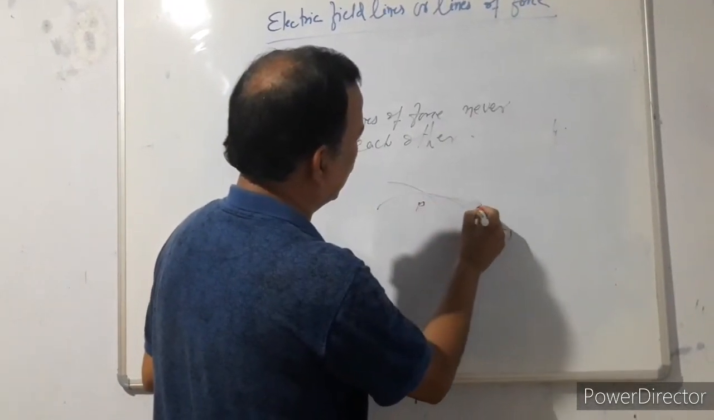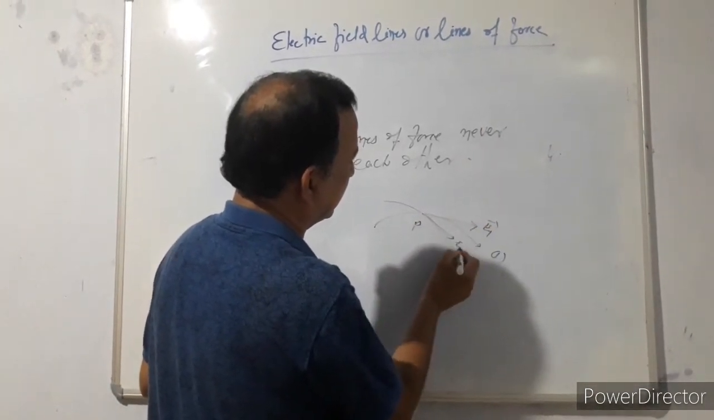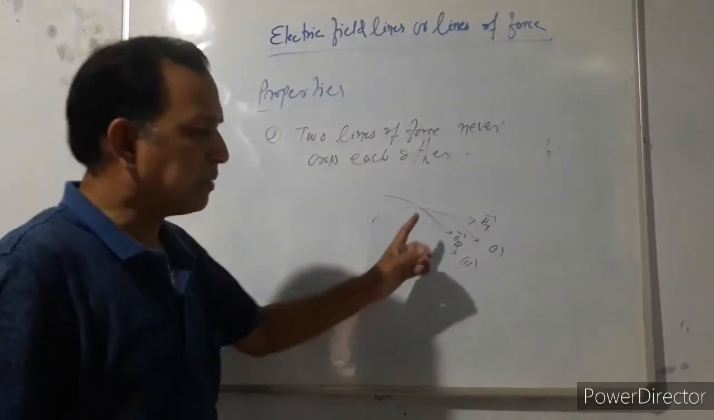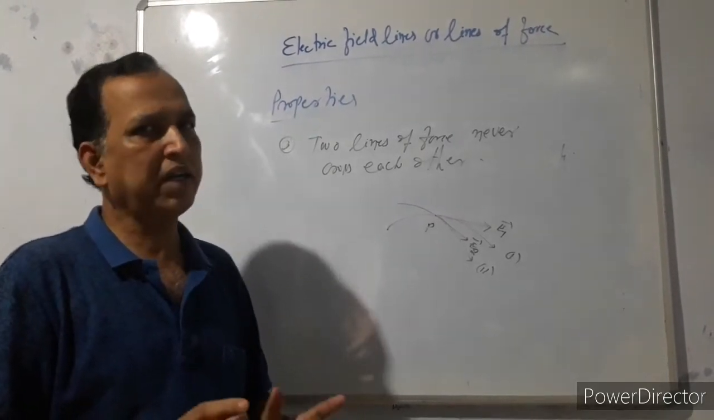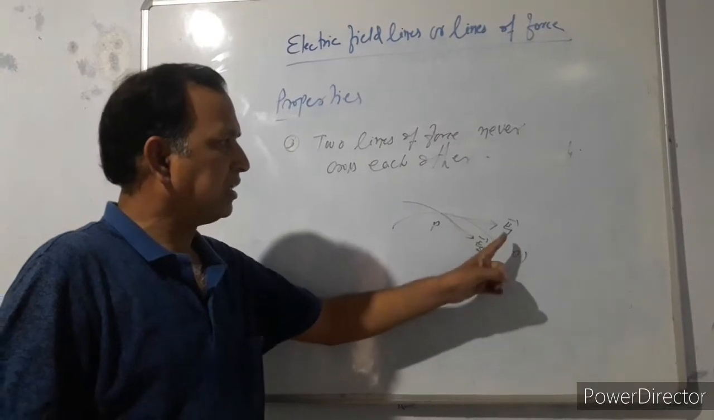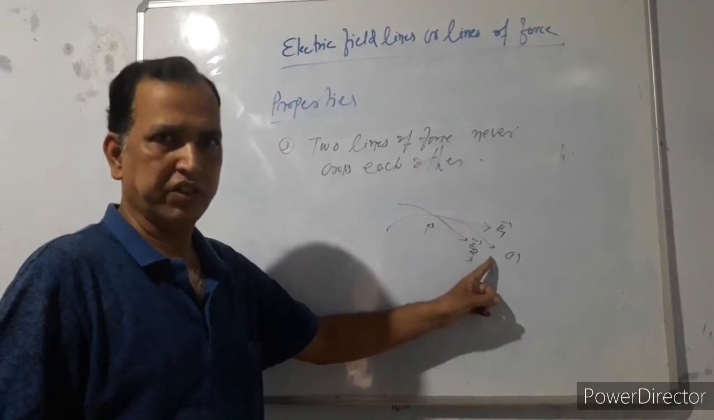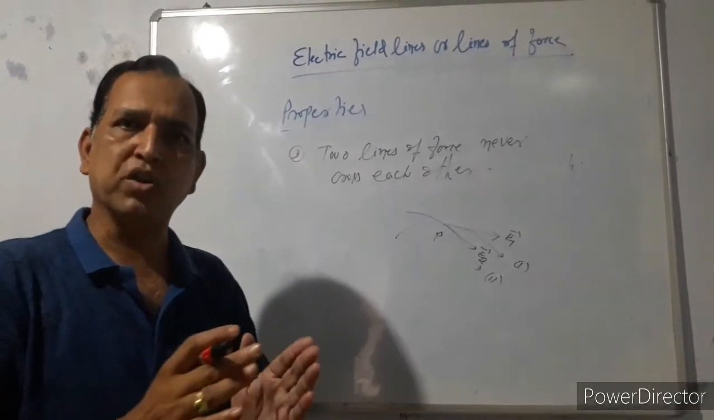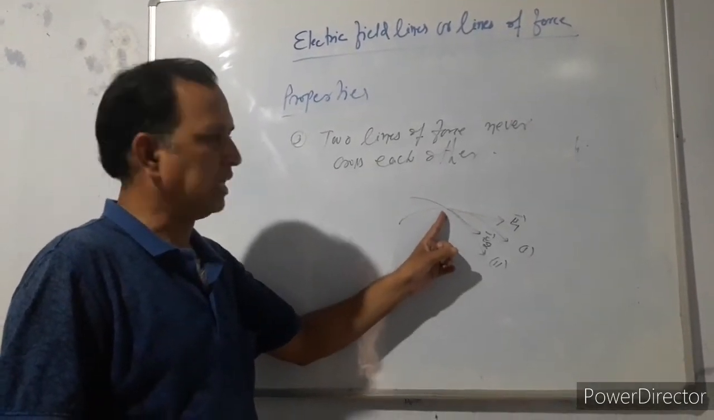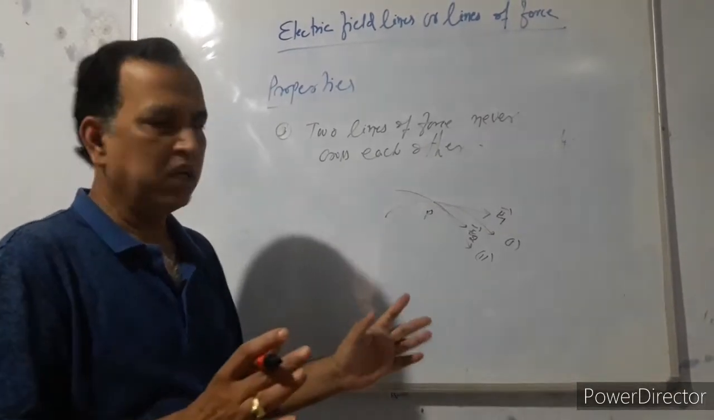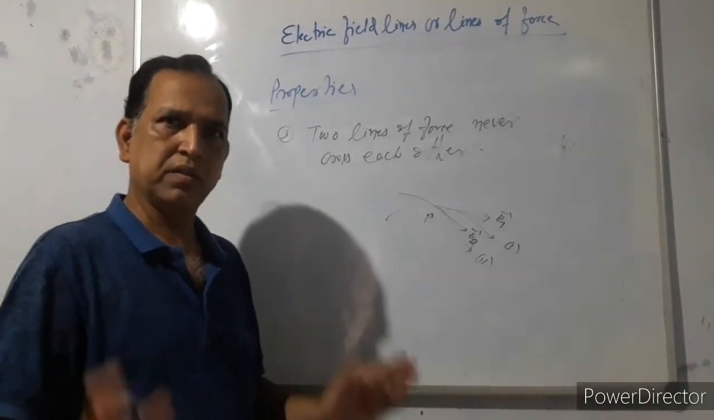Draw two tangents. These two tangents give the direction of the electric field intensity. For the first line, E1 is the direction of the electric field intensity. For the second, E2 is the direction of the electric field intensity. But this is impossible. Why? It is the same point, and there cannot be two directions of intensity at one point. So two lines of force never cross each other. Clear?